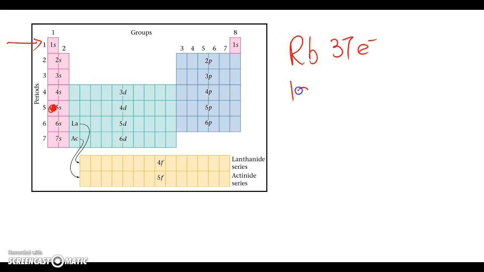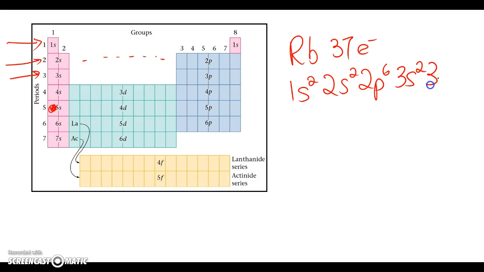2 electrons will fill 1s2. Now we're at period 2. 2 more electrons will fill 2s2. And then 2p will be filled with 6 electrons. Now I'm back to the 3rd principal energy level. 3s will hold 2 electrons. 3p will hold 6. So far I'm at 12, 14, 16, 18 electrons. I have several more to go.